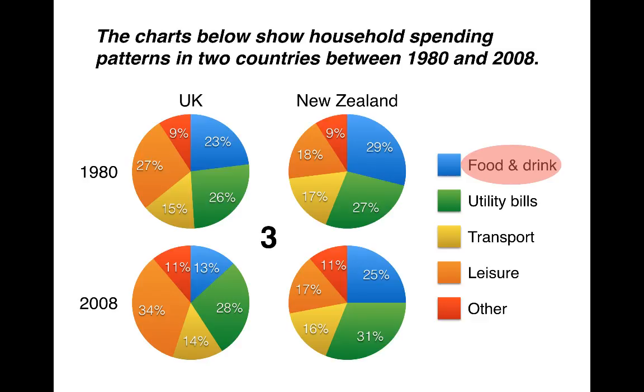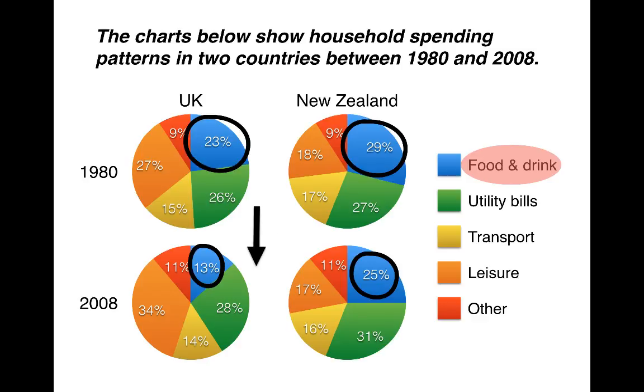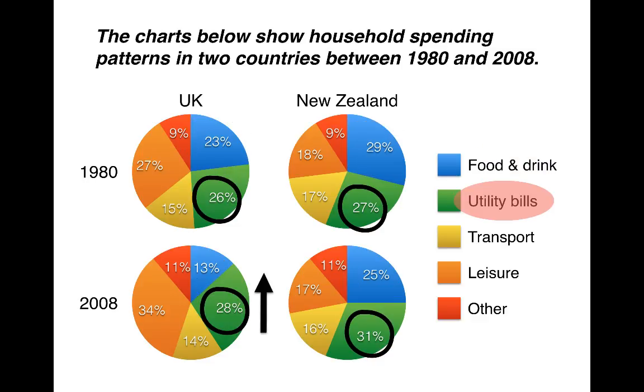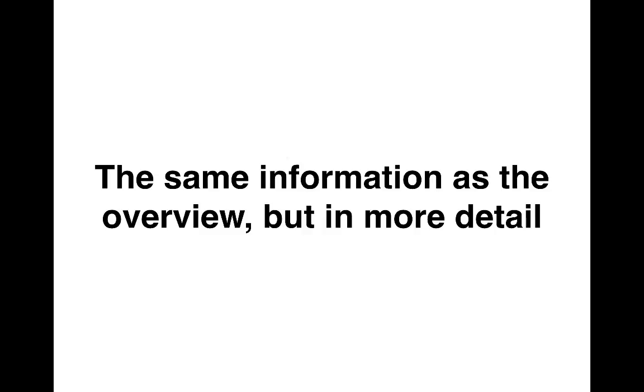And as we said in the overview, we can see a decrease in both countries over the 2 years. And then in this paragraph, I'll talk about utility bills and talk about that increase that we mentioned in both countries. Notice that what I've done there is I've chosen the same information as in the overview, but we're going to describe it in much more detail now with the numbers. Here's how I did it.